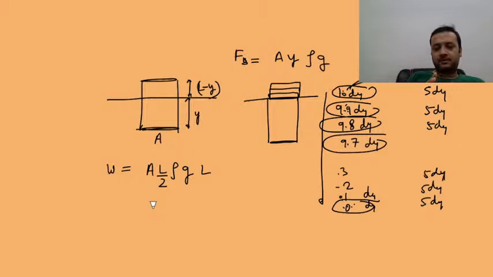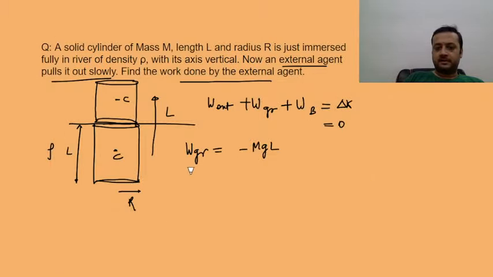I hope you would have understood. I hope you would have appreciated the logic that without integration, we have been able to do this question just by using common sense and logic. So the work done by the buoyant force now can be written as A L square rho g by 2. So you can put it over here. Work done by buoyant force is A L square rho g by 2.